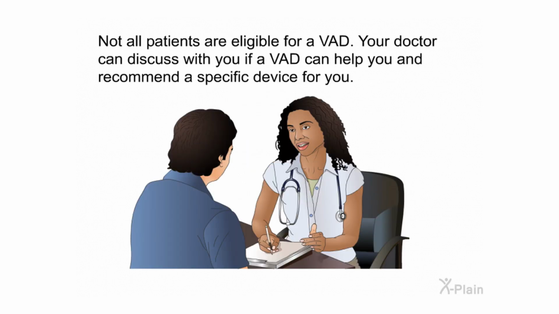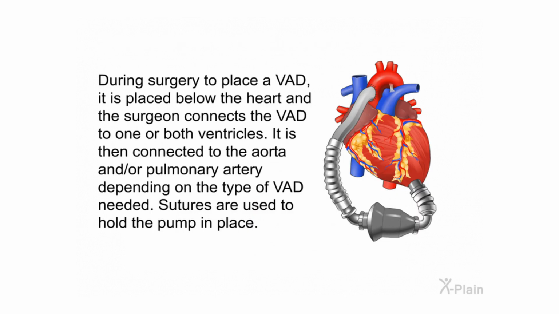Not all patients are eligible for a VAD. Your doctor can discuss with you if a VAD can help you and recommend a specific device for you. During surgery to place a VAD, it is placed below the heart and the surgeon connects the VAD to one or both ventricles. It is then connected to the aorta and/or pulmonary artery depending on the type of VAD needed. Sutures are used to hold the pump in place.